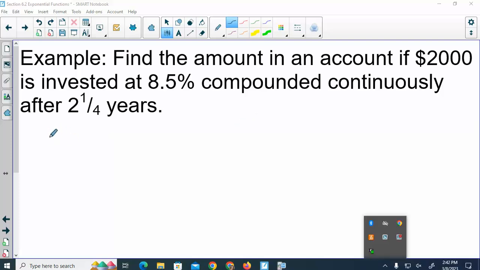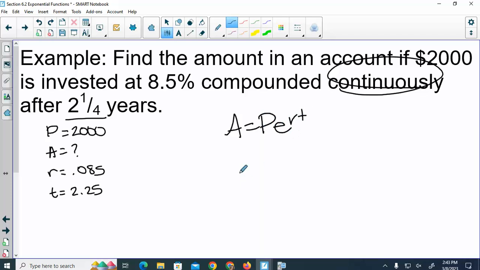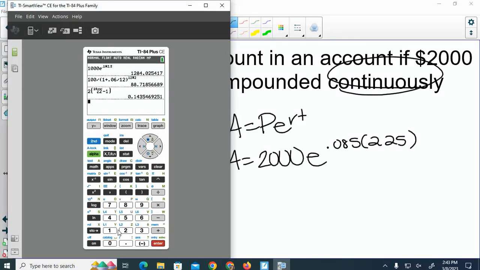So for finding the amount, if 2,000 is invested, 2,000 is my P, the amount we're investing. So we're looking for A. At 8.5%, so the rate is 0.085, compounded continuously after 2.25 years. So my time would be 2.25. When you see continuous, that tells me we're using the E formula. Put that in.